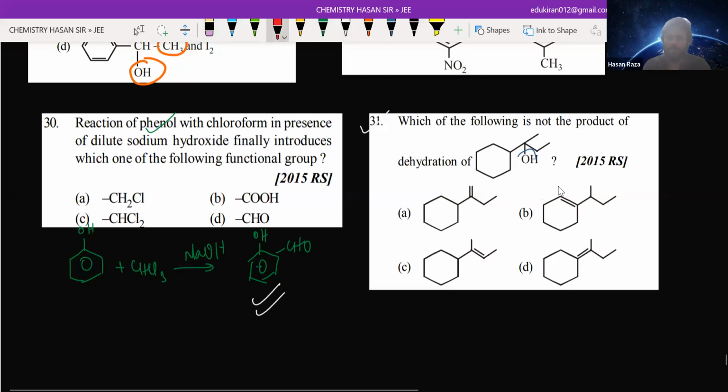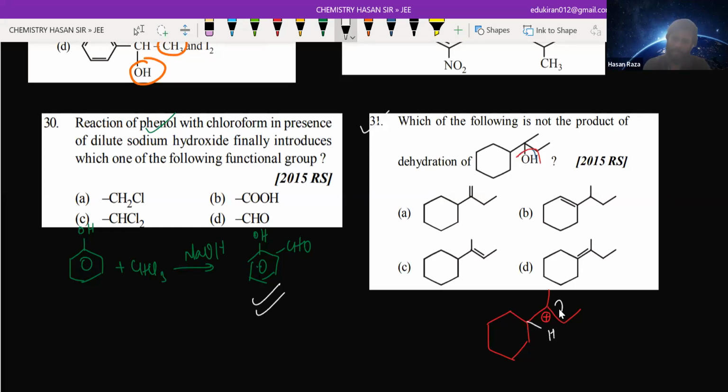Okay. So simple it is. If you're going to remove it, there will be a formation of carbocation like this. So if you're thinking about a shift, hydride or methyl shift, basically a hydride shift will be there.